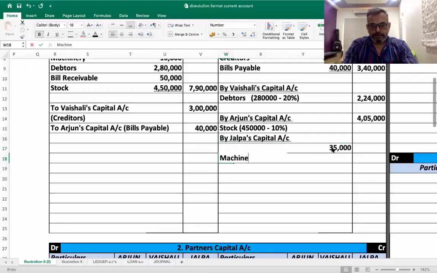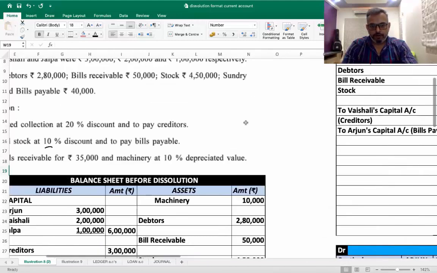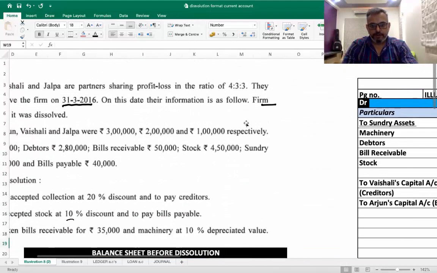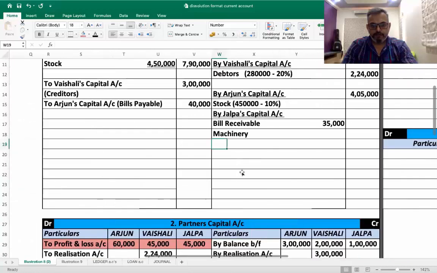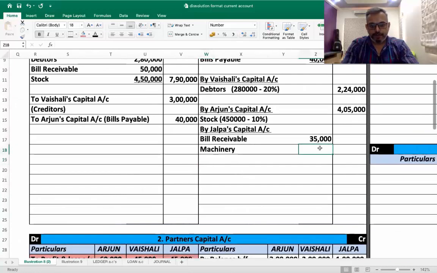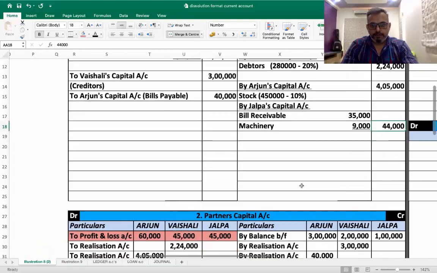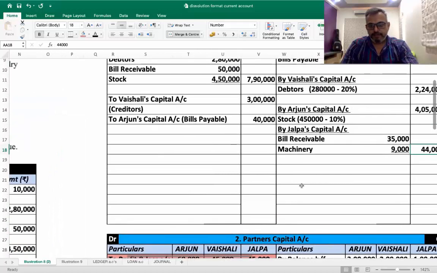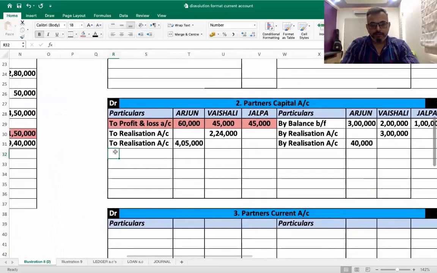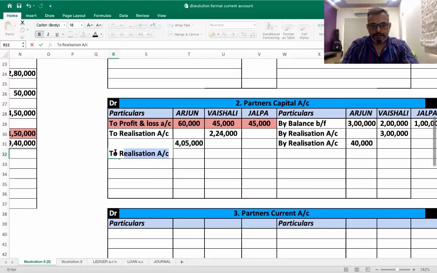And machinery. She took over machinery at 10% depreciated value. So machinery was 10,000, so 9,000. So do the total. Outer column 44,000. Let's give the second effect. Realization account credit, Jalpa's capital account debit. Amount is 44,000.